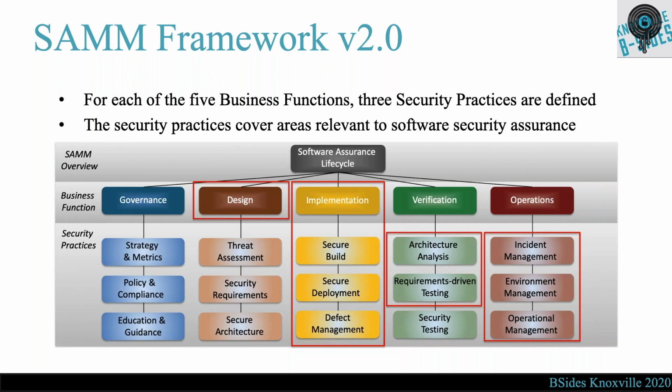Each level within a security practice is characterized by successively more sophisticated objectives and more stringent success metrics than the previous levels. Overall, as you increase the level of maturity, you should expect a higher cost of implementation. As I mentioned earlier, this is one of the areas we fix in version 2.0. If you look at the framework, governance is more focused on the program itself, looking at more strategic elements such as strategy and metrics, policy and compliance, education and guidance. We have renamed the construction business function into design in 2.0 and introduced a new business function called implementation.